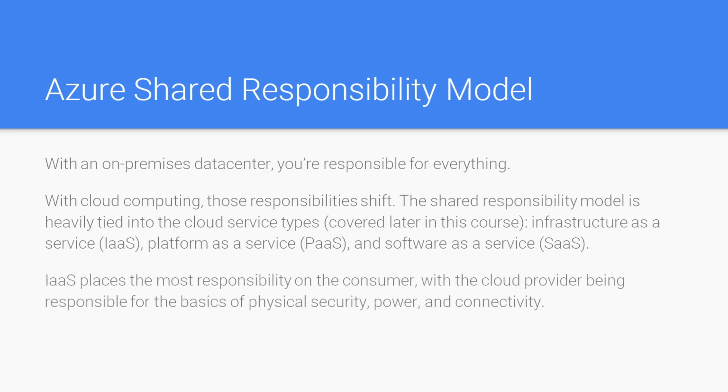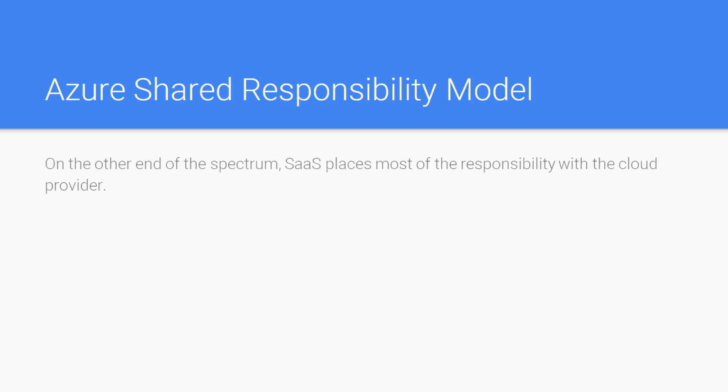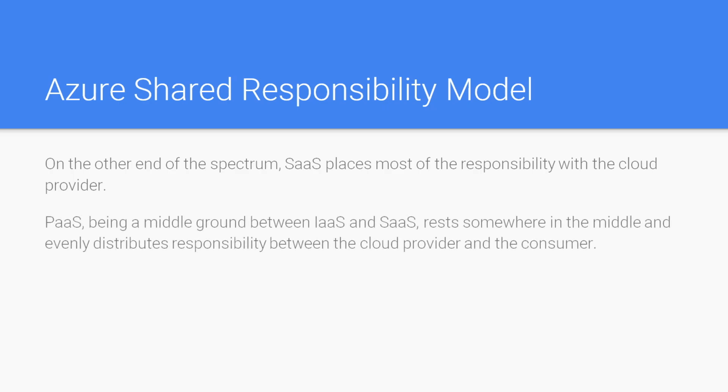IaaS, or infrastructure as a service, places the most responsibility on the consumer, with the cloud provider being responsible for the basics of physical security, power, and connectivity. On the other end of the spectrum, SaaS places most of the responsibility with the cloud provider. PaaS, being a middle ground between IaaS and SaaS, rests somewhere in the middle and distributes the responsibilities evenly between cloud provider and the consumer.